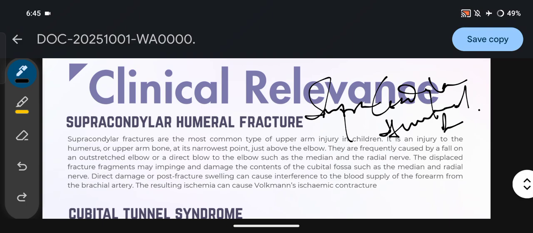And the displaced fractured fragments may impinge and damage the contents of the cubital fossa, such as the median and radial nerve. And direct damage or post-fracture swelling can cause interference to the blood supply of the forearm from the brachial artery, and the resulting ischemia can cause Volkmann's ischemic contracture.